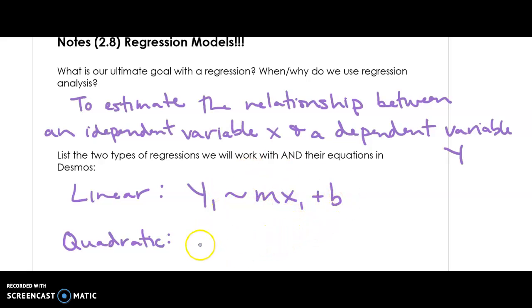When we are talking about quadratics, our equation is going to be a little bit different. y1 is regress to ax1 squared plus bx1 plus c. All right, and this was some of the nitty-gritty when it comes to regressions. And once we get into examples, we'll see exactly how this stuff applies.